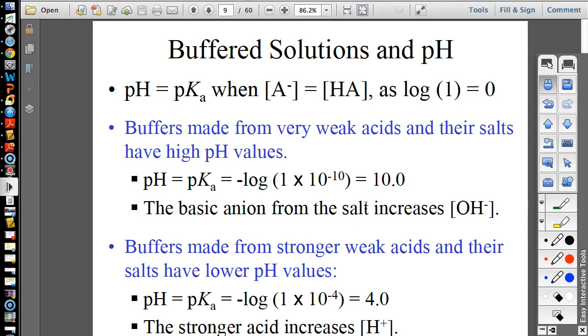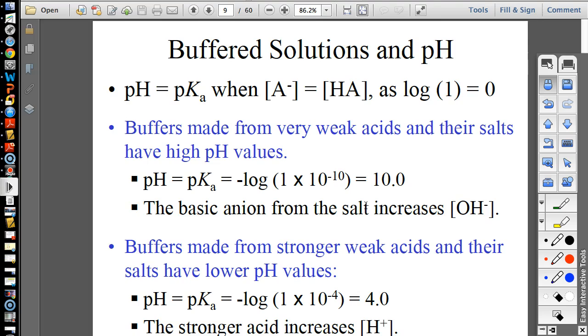All right, so pH equals pKa. Like I said, pH equals pKa when these are equal, because the log of 1 is 0. I've already explained that 3 times. There's 4. Okay. Buffers made from very weak acids and very weak bases are going to have high pH values.